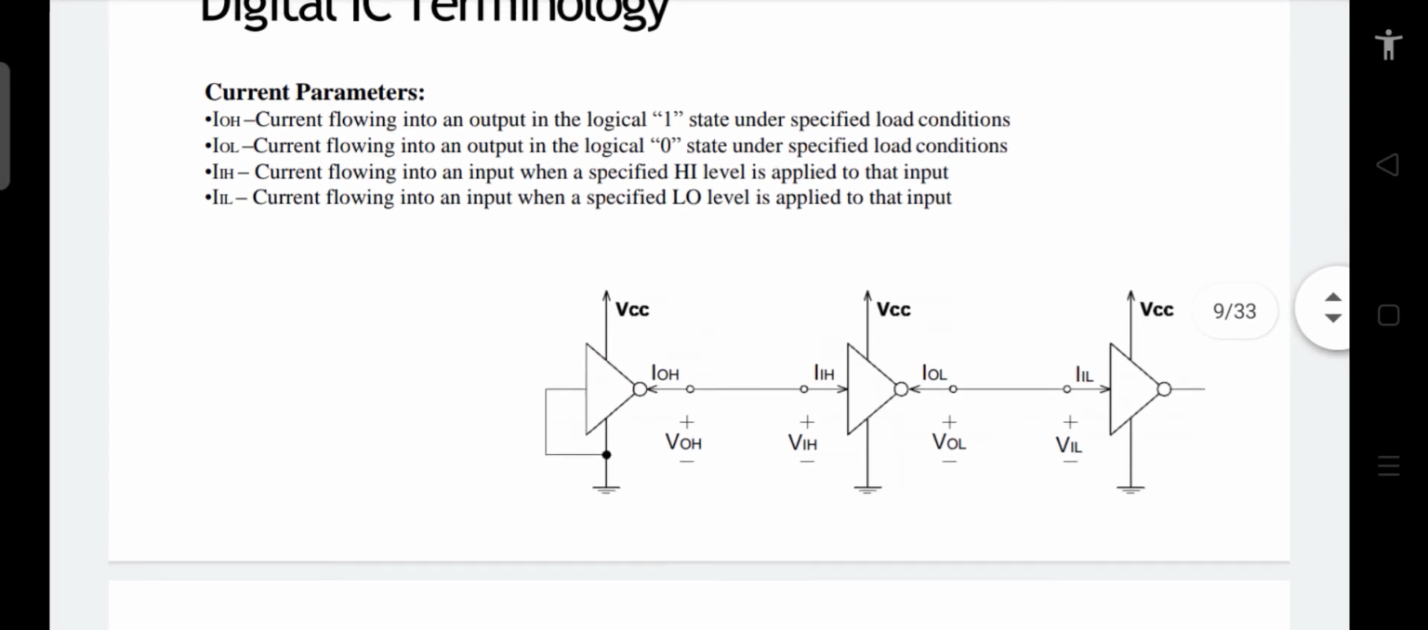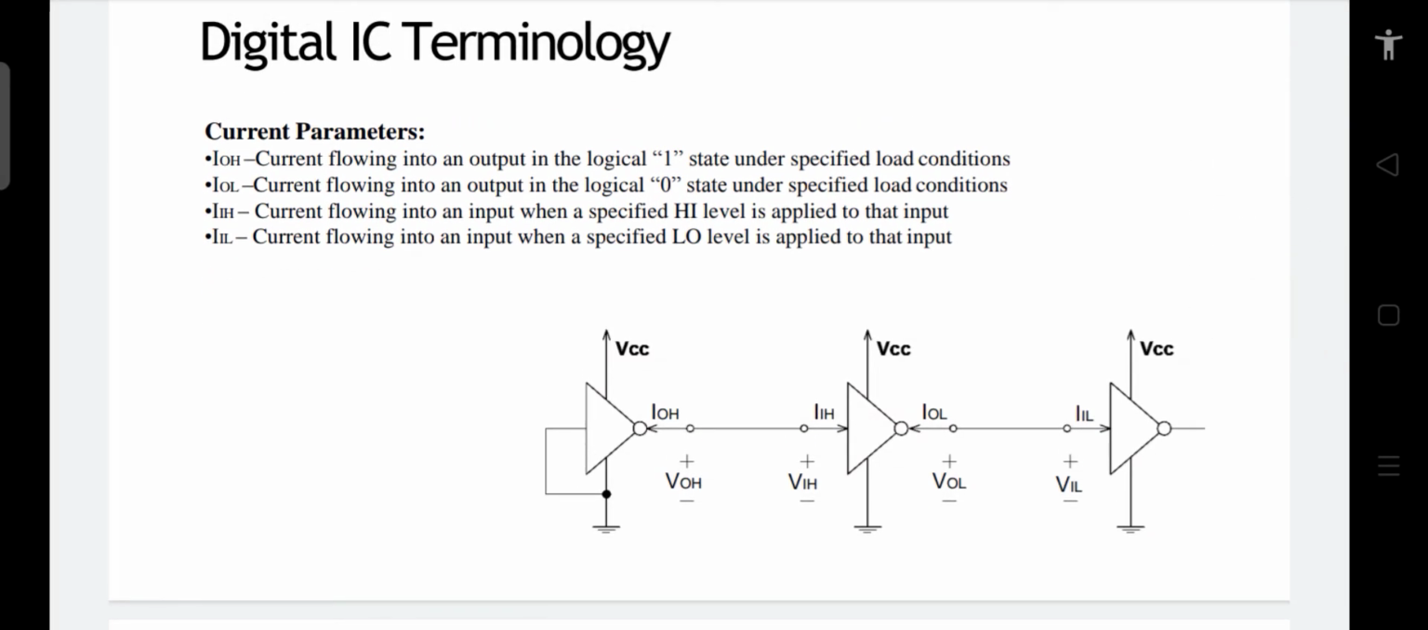Now let's move on to another thing. So this we have already studied, VOH, VOL. So these are the voltage levels, and now the current parameters. So the currents: IOH, IIH, IOL and IIL. Okay, what are these currents? So IOH is the current flowing into an output in the logic 1 state.